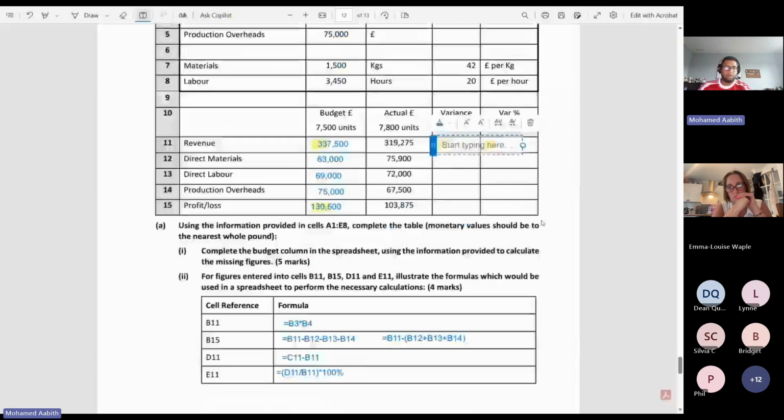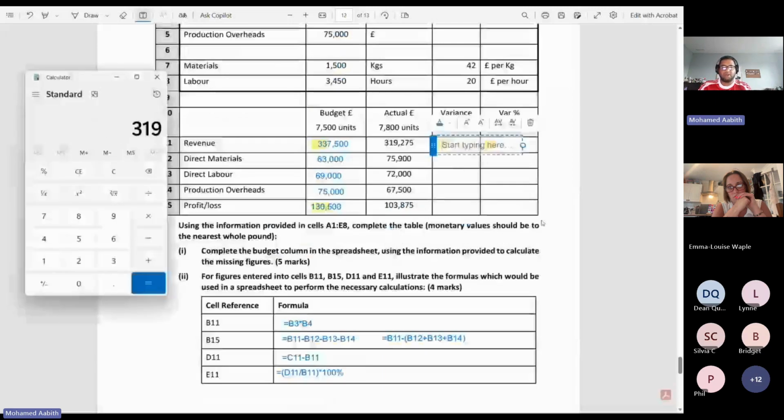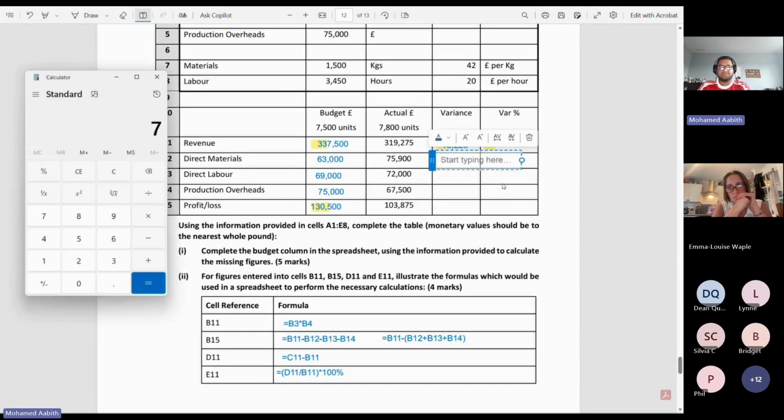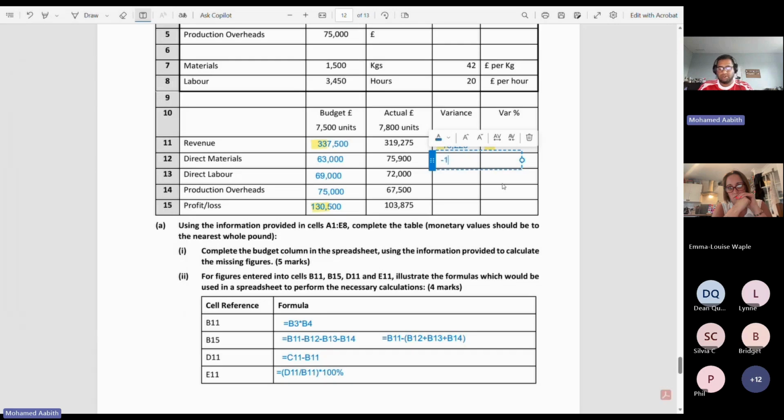So let's do the numbers now. Here, the number is 319,275 minus 337,500, which is minus 18,225. The next box is going to be budget minus actual, 75,900 minus 63,000 pounds. No, it should be the other way around. Budget minus actual, isn't it? 63,000 minus 75,900 is minus 12,900.